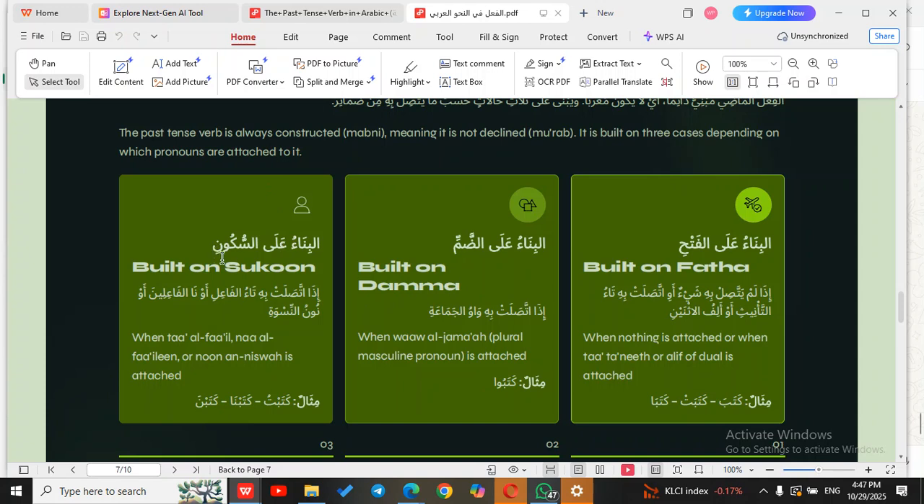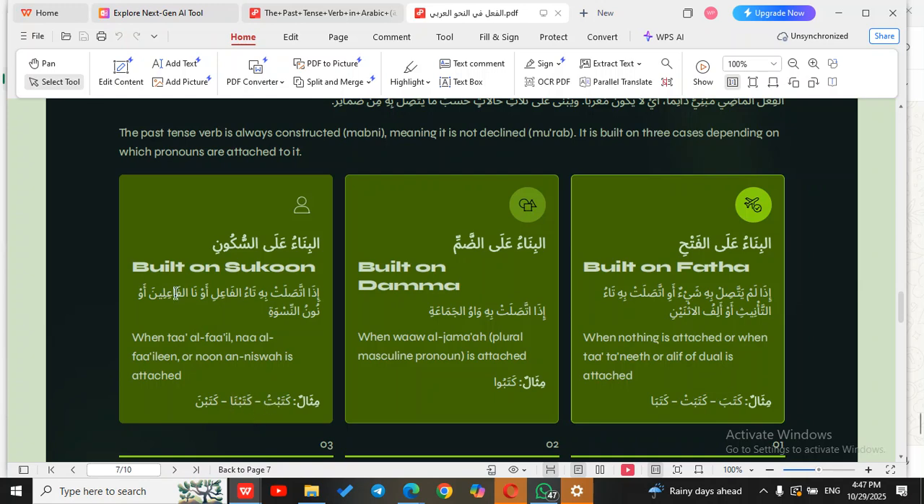The last one is al-bina'u ala sukun. We used to build fi'l madi on sukun when ta'u al-fa'il, or na al-fa'ilin, or nun niswa is attached. Ta'u al-fa'il, there are three: the subject ta with damma, the ta with fatha, and the ta with kasra. Like katabtu, katabta, katabti. All these ta are ta'u al-fa'il, the subject ta. They are pronouns and they represent a noun, because we use a pronoun instead of a noun.